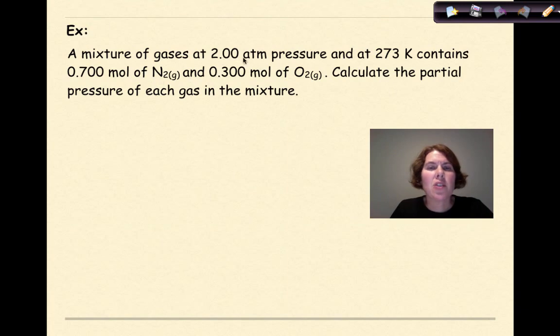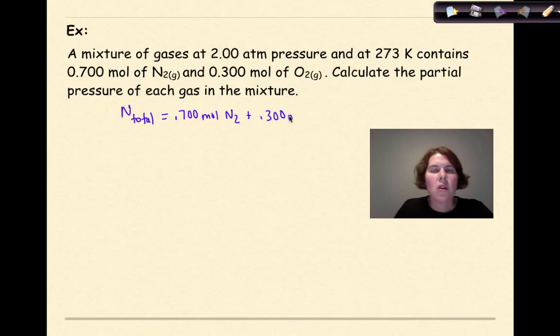A mixture of gases at 2 atmospheres and at 273 Kelvin contains 0.7 moles of nitrogen, 0.3 moles of oxygen. Calculate the partial pressure of each gas in the mixture. Again, what I would suggest that you do is you start out with your total number of moles, so your N total. So I look at this and it's 0.700 moles of N2 and 0.300 moles of O2. So if I add those together, I get, hey, crazy, 1 mole total.